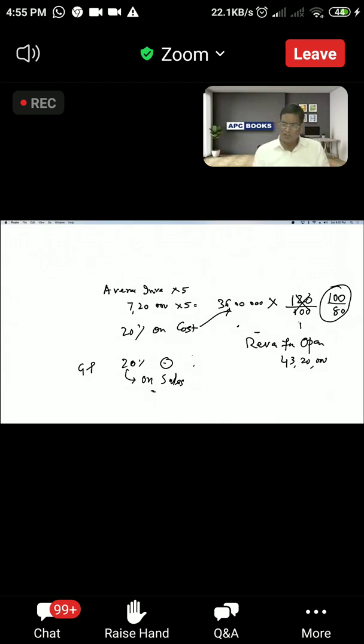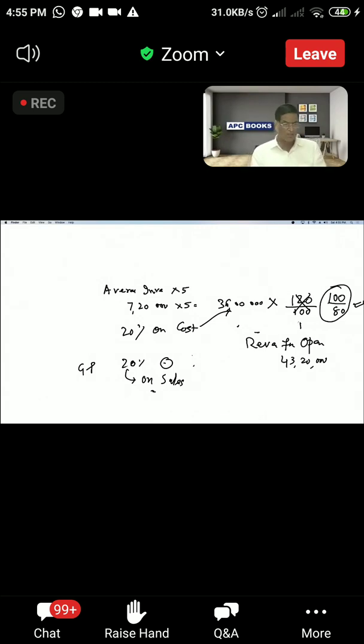20% on cost is simple. You make the question difficult for the students. Don't give it 20% on cost; while framing your question, give it 20% on sales. So they should do 100 upon 80. However, in this question, it is 120 upon 100 because it is 20% on cost. So this ratio we have discussed.